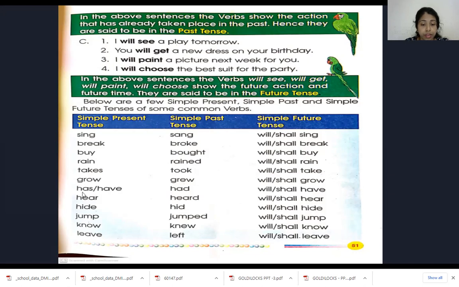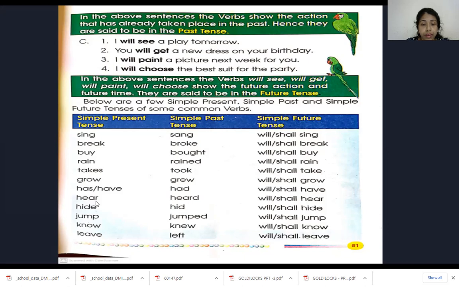The next one is has or have. In the present form, the word will be has and have. But in the past form, it will change into had. Has and have both will change into had in the past form. Now, in the future form, it will be will have or shall have. In the future form, we need to use will have or shall have.